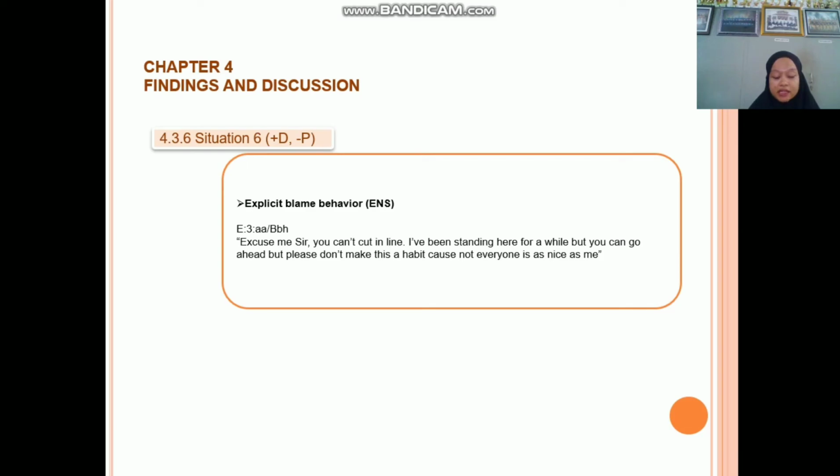The complainer doesn't blame the old man, but she blames the action of him cutting the line. Apart from that, the complainer clearly talks about the hearer's habit. "Please don't make this a habit, cause not everyone is as nice as me." The complainer explicitly states that an action held by the accused is bad.